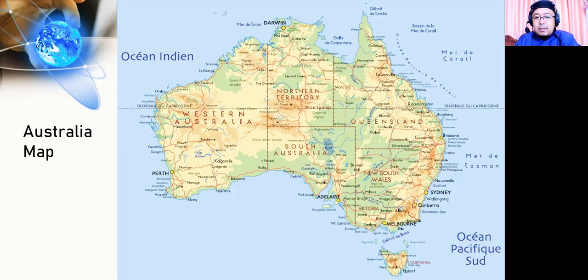From the Northern Territory, we move down to the south area of Australia. It is known as South Australia.